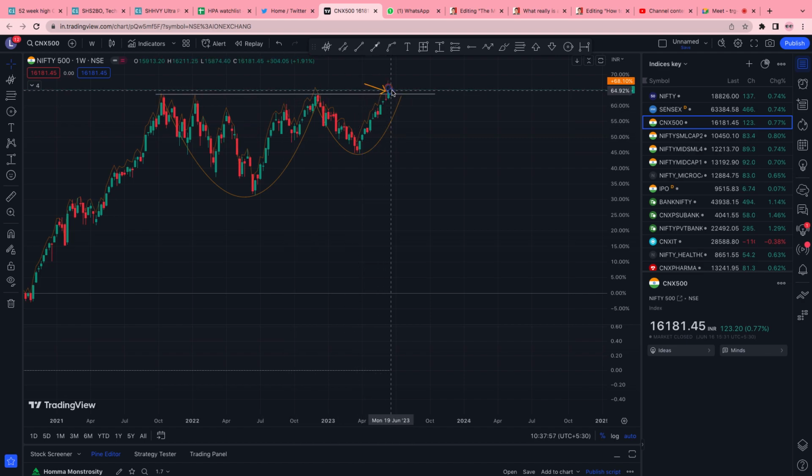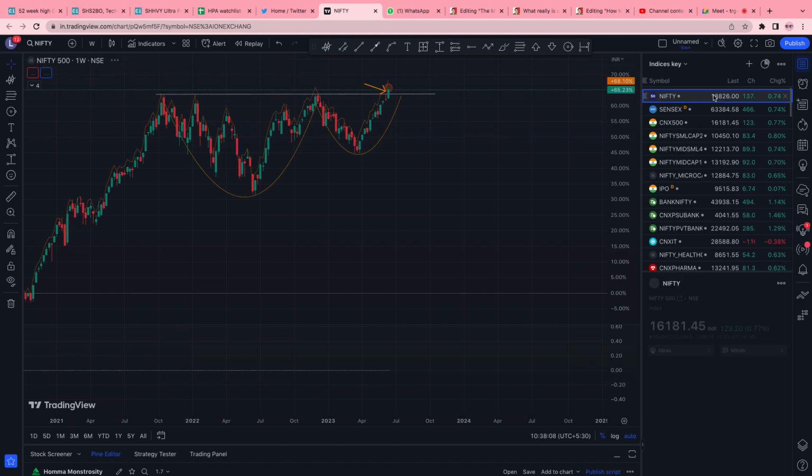Now, to do that, this can be seen in two ways. One is directly the relative strength line below, and the second is just to compare against the Nifty 500 graph. So let's do that one by one.